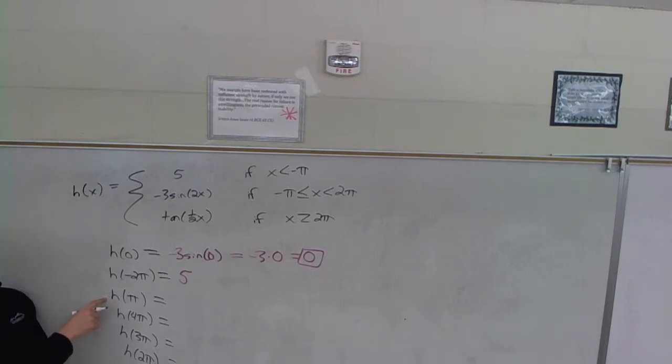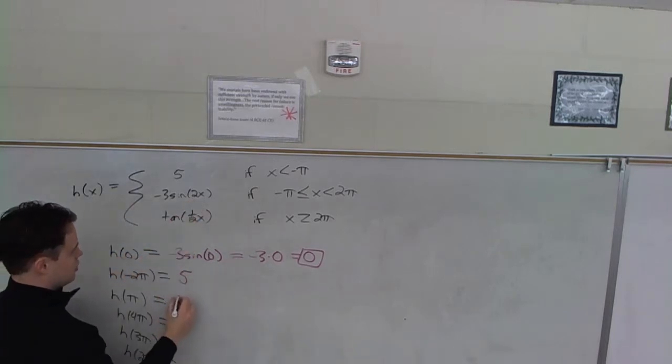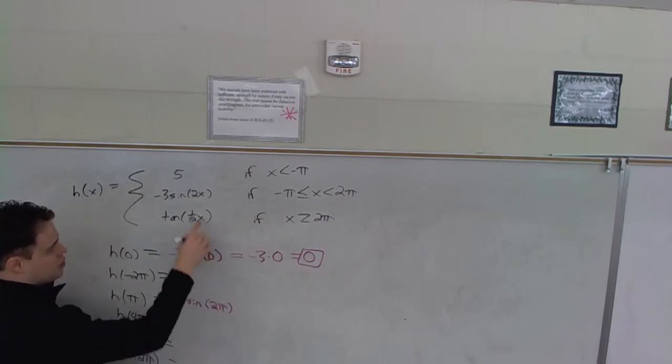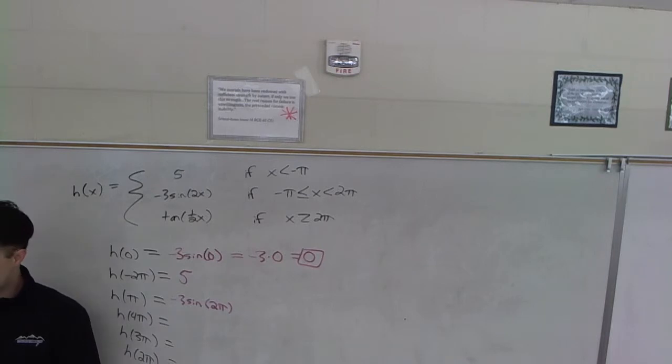It's easy. Pi. Where's pi? -3 sine. That's the sine wave again. So now I'm going to put pi in, and it'll be 2 pi inside. Again, that's a unit circle. Where's 2 pi?